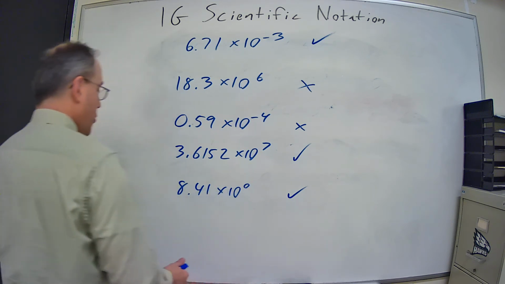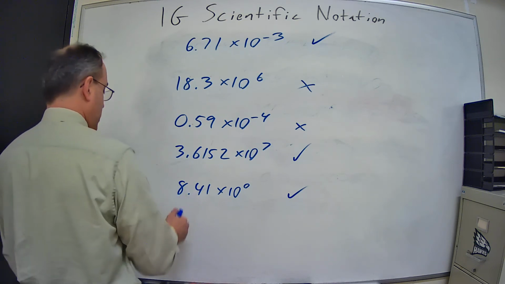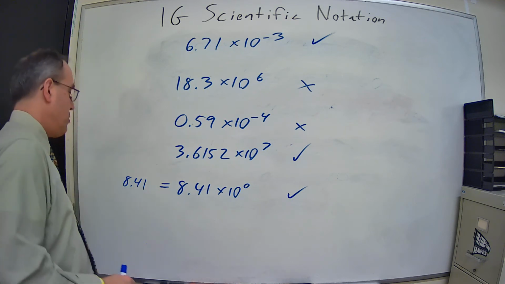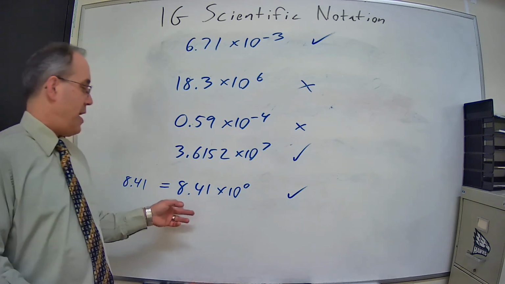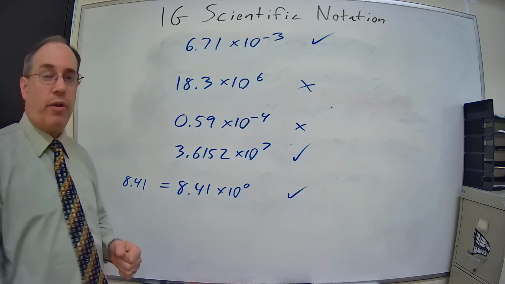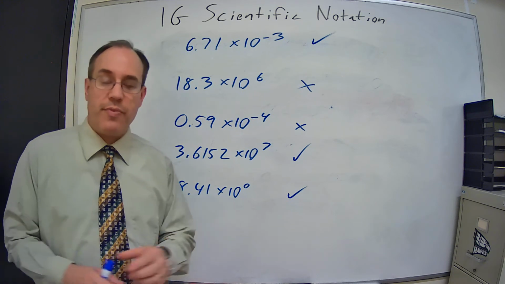So in standard form, what is that? Well, if we move this decimal point 0 places, we end up with 8.41. 8.41 times 10 to the 0 is the same as 8.41. But it was in scientific notation, so life is good.